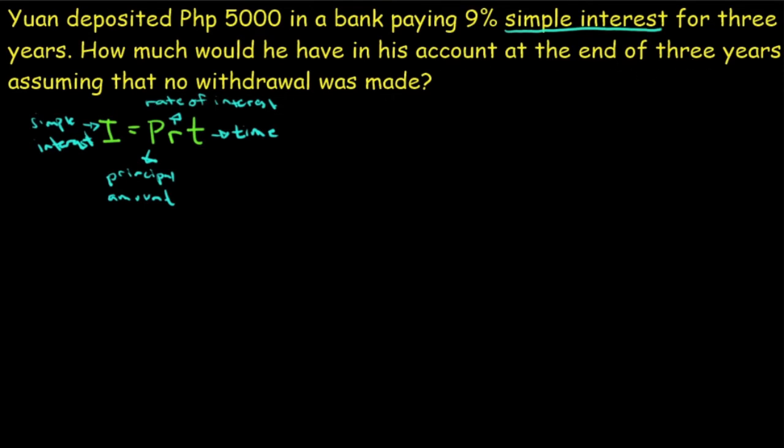Yung 5,000 na nakita natin dito, alam natin na yan yung inutang ni Yuan. So, yan yung ating P. That's our principal amount. P is 5,000 pesos.